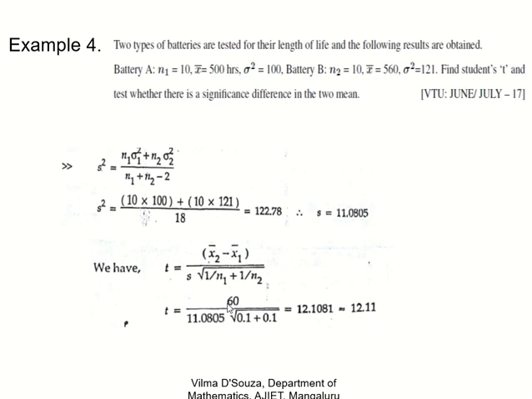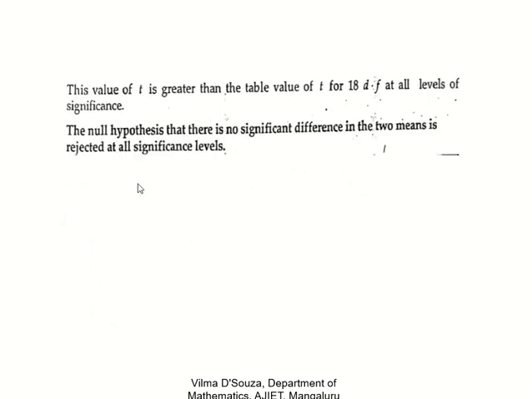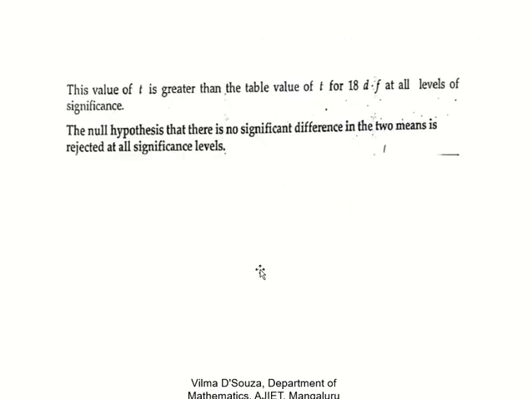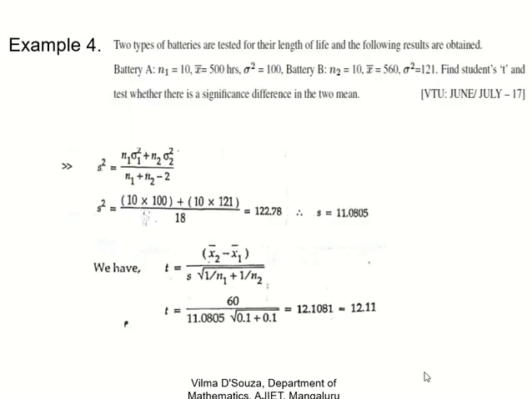Your t is 12.11. This value of t is greater than the table value of t for 18 degrees of freedom. So you need to find the table value of t. It will be given in the problem, but here it is not given. You need to verify what the table value is from the t distribution table.